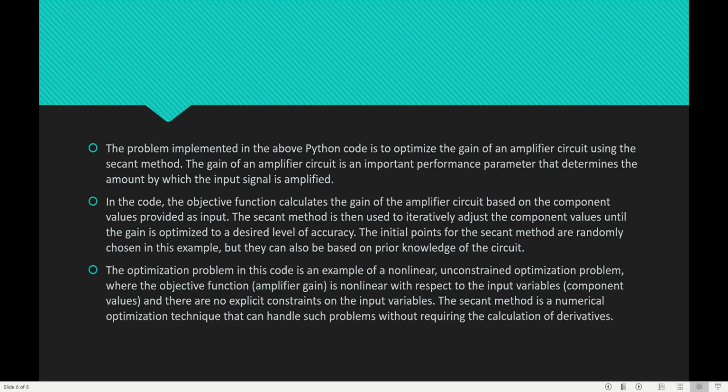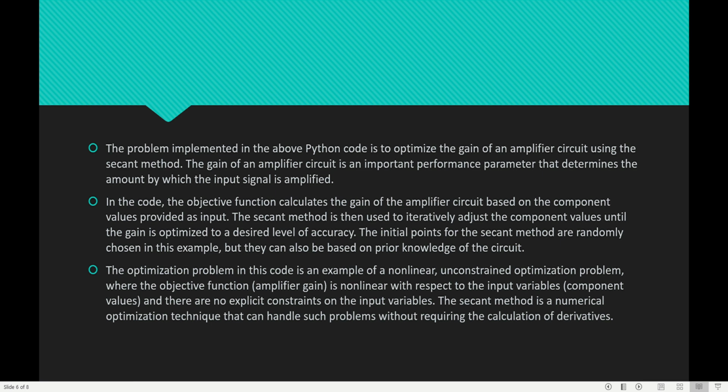So the problem implemented in the above Python code is to optimize the gain of an amplifier circuit using the secant method. The gain of an amplifier circuit is an important performance parameter that determines the amount by which the input signal is amplified. In the code, the objective function calculates the gain of an amplifier circuit based on the component values provided as input. The secant method is then used to iteratively adjust the component values until the gain is optimized to a desired level of accuracy. The initial points for the secant method are randomly chosen in this example, but they can also be based on prior knowledge of the circuit.